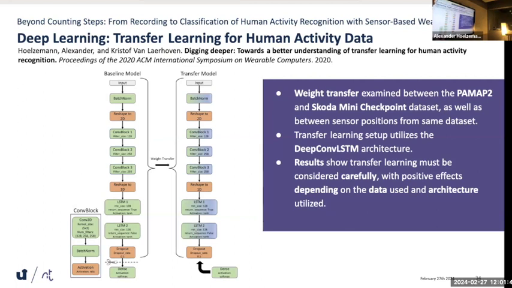Our results show that transfer learning must be considered carefully because it doesn't always work in every case. In transfer learning, you always cut away the last layer and retrain it after transferring. It's a classification layer. However, you can either keep the layers in between that are the feature extractors, so you can keep the convolutional blocks and the LSTM layers, or you can also retrain them. You can fine tune them.